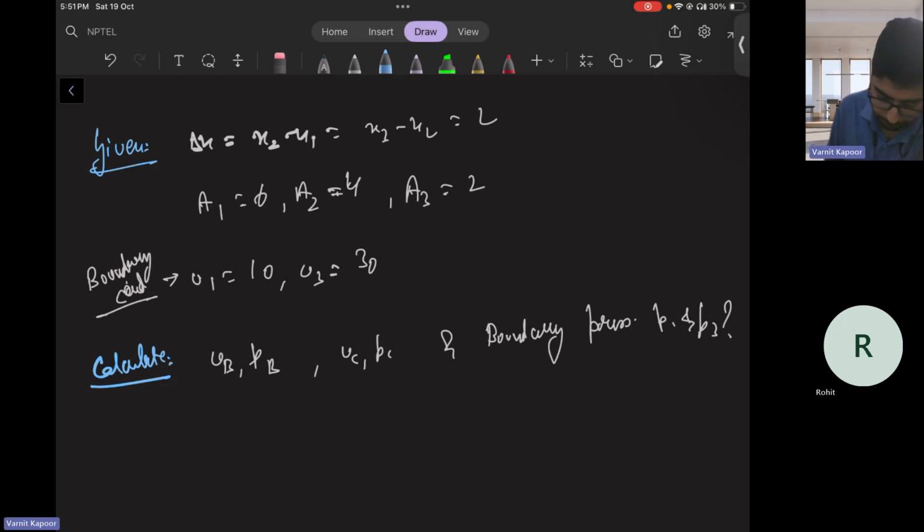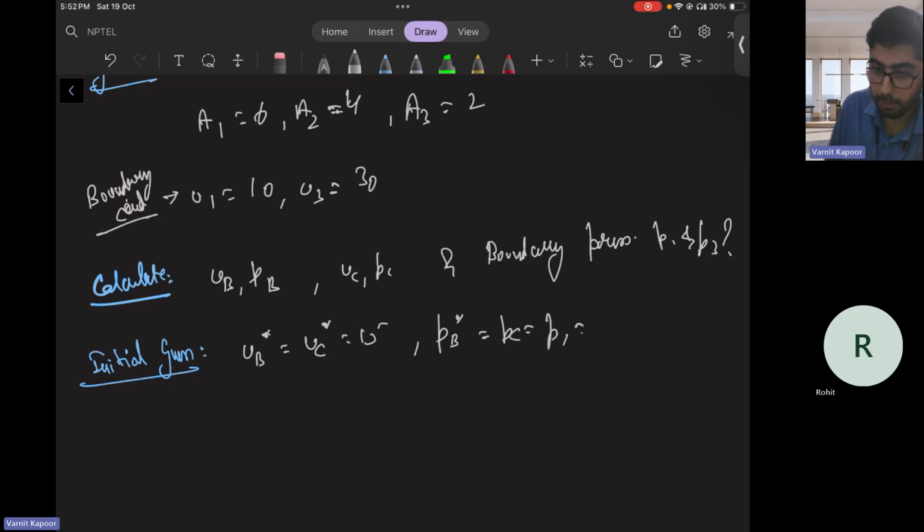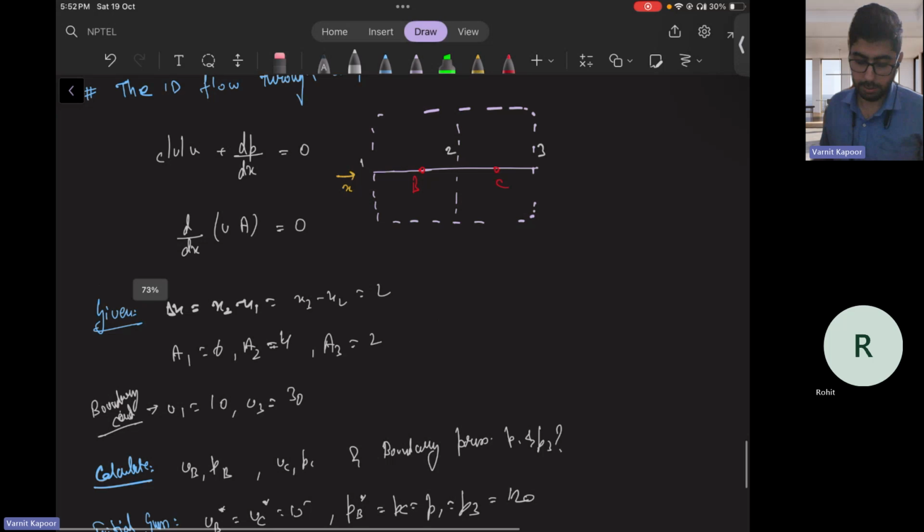Initial guess is given. UB star is equal to UC star is equal to 15. And PB star is equal to PC is equal to P1 is equal to P3 is equal to 120. Okay, so you have to discretize and solve this question.